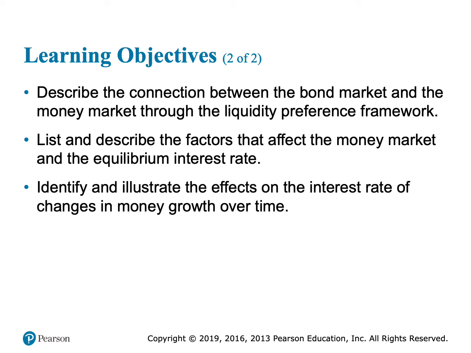and of course, how to determine an equilibrium in that market. We want to identify and illustrate the effects of the interest rate changes in money growth over time. So we'll be looking at the connection between interest rates, money, prices, and we'll be able to talk a little bit about monetary policy and its impact on interest rates. So essentially, we'll be building two different markets as our theory of interest rate determination. One, the bond market, and two, the money market.